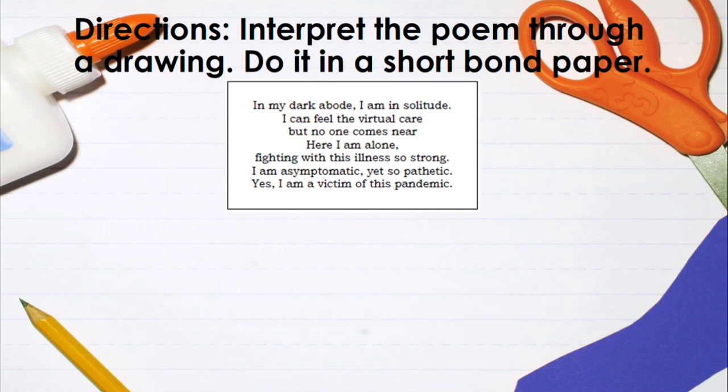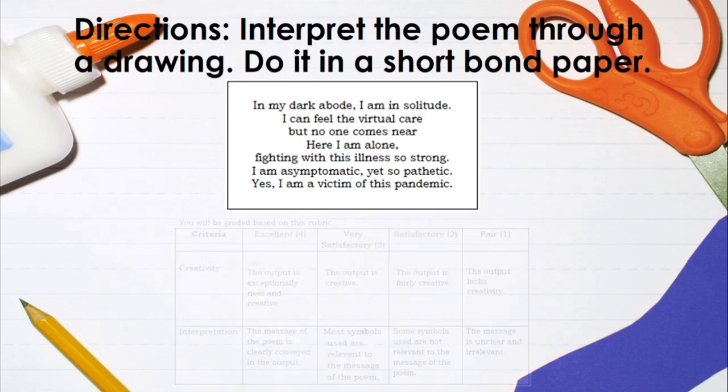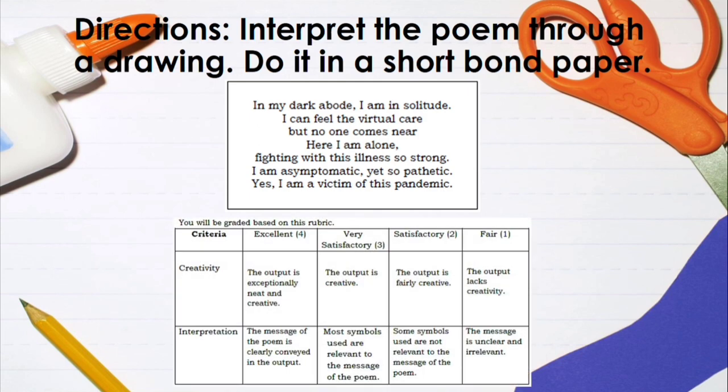For your assignment, your activity is creative interpretation. Directions: interpret the poem through a drawing. Do it in a short bound paper. You will be graded based on this rubric.